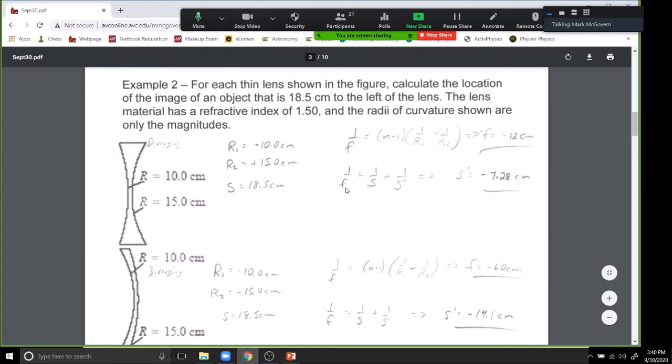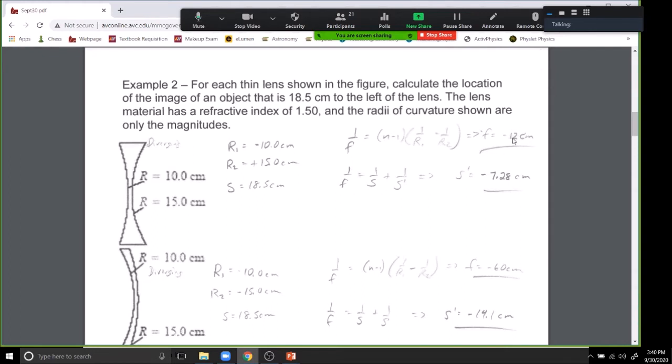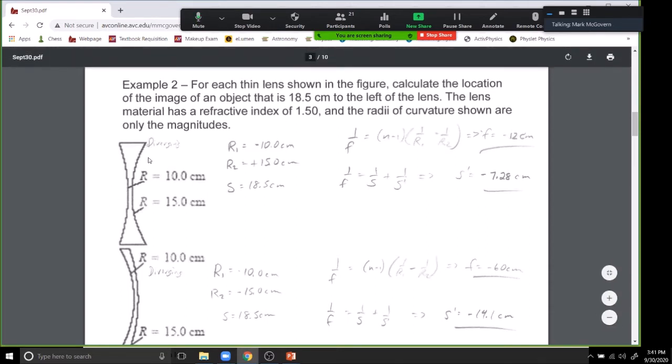The focal length here, our minus 12 centimeters, goes in here. Now, we're at 18.5 centimeters. When you have a divergent lens, you're always going to end up with something negative. So if we move that over to the other side, that S there is negative. So we end up with a negative 7.28 centimeters. That is a virtual image, and it's formed on the same side as the object. The rays come in and diverge away, you trace back to 7.28, and you've got your image there.